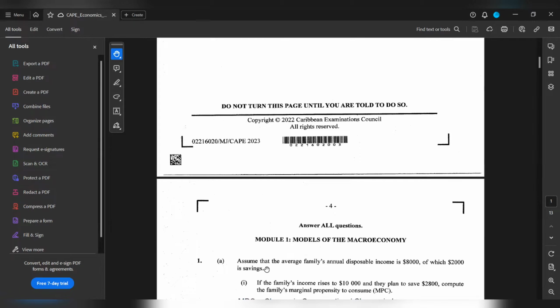1A, assume that the average family's annual disposable income is 8,000, of which 2,000 is savings. If the family's income rises to 10,000 and they plan to save 2,800, compute the family's marginal propensity to consume, MPC.